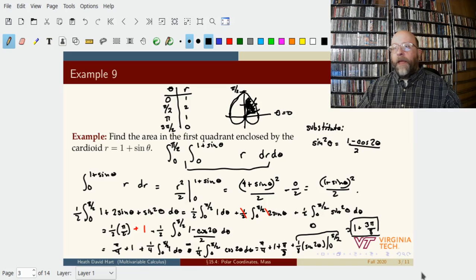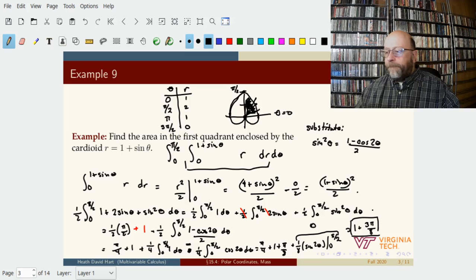Okay? Quite a lot of work to integrate this problem, even in polar coordinates. Okay? All right. So let's move on to the new material.